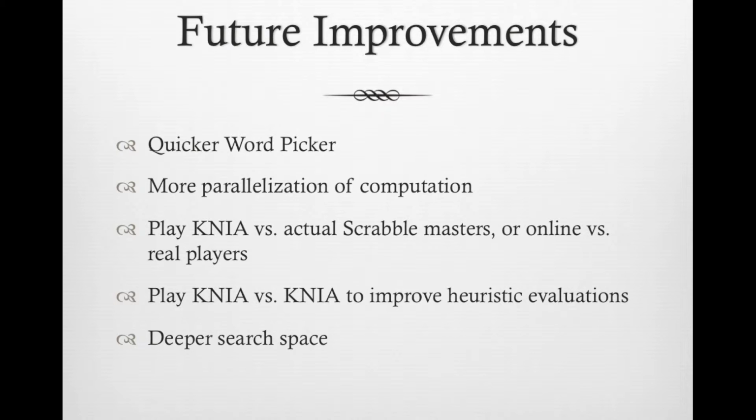Another couple things we thought we could do was play NIA versus actual Scrabble masters and observe her and manually see what sort of mistakes she is making, and then try to correct for those in our algorithms. And then finally, we also thought that we could play NIA versus herself to improve the heuristic evaluations, especially the parameters in those heuristics. All of these are in search of a deeper search space to make NIA a really better player.